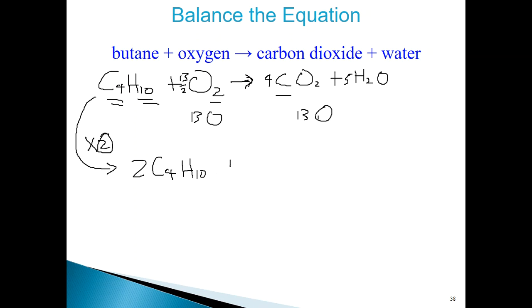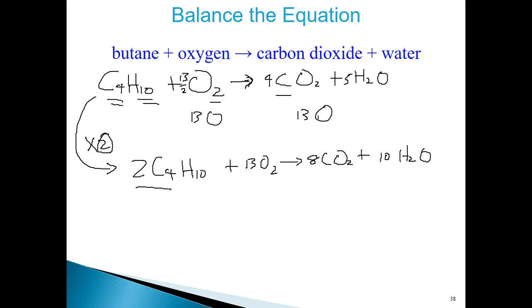2C4H10 plus 13O2 to give 8CO2 plus 10H2O. And I will do a final count to make sure that everything is balanced.